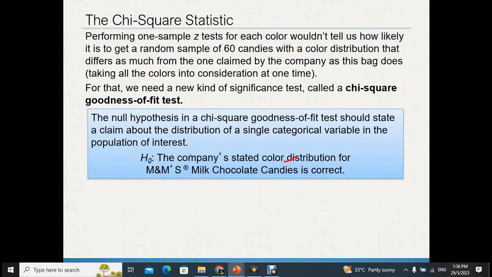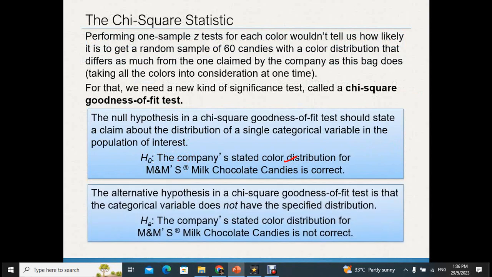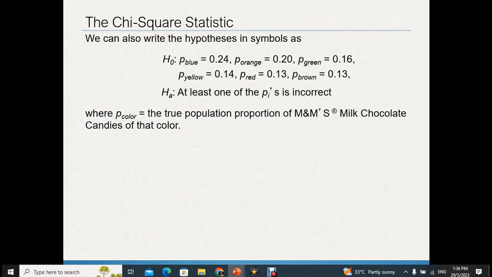So first you should have the hypotheses. The H naught hypothesis is that the company's stated color distribution of the candy is correct, 24% just now. The alternative hypothesis is that it is not correct. Okay, we calculated 15%, something like that. So how to find it? We can also write the hypothesis as H naught: P blue is 24%, 20%, 16%, 14%, 13% and so on. H1: at least one P is incorrect. So you want to check, is it correct or not correct?